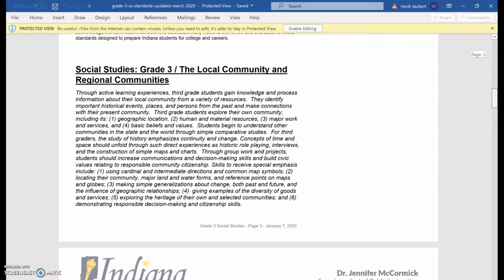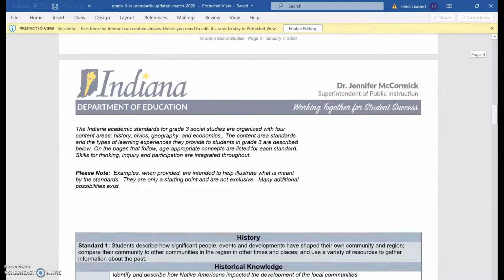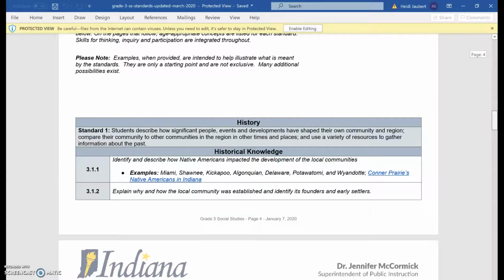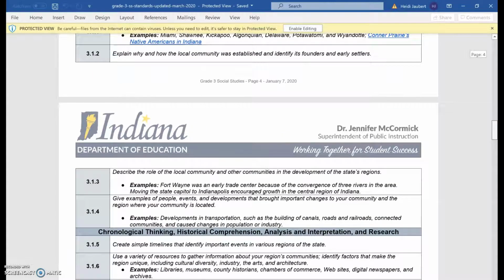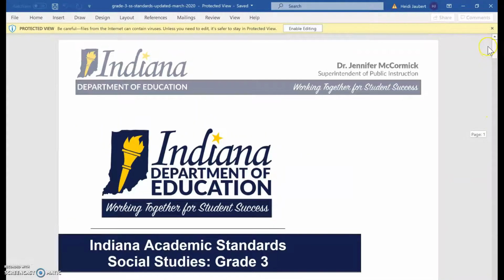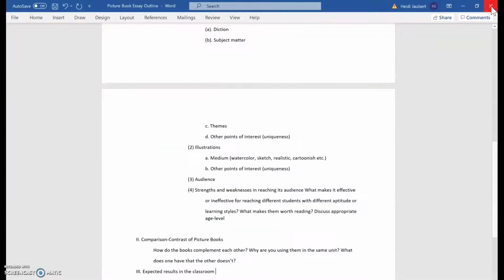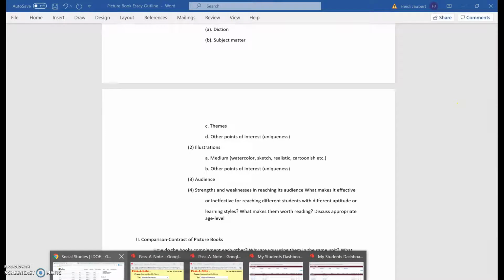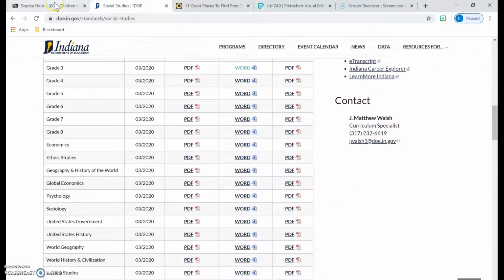Local community and regional activities. Again, they give you examples like 3.1 and 3.2: Describe the role of the local community, other communities, and development of the state's regions. Could be a history lesson, but you'll be able to come up with these, I think, fairly easily. If you have problems, let me know. But that's how you find the curriculum standards that you need to address.